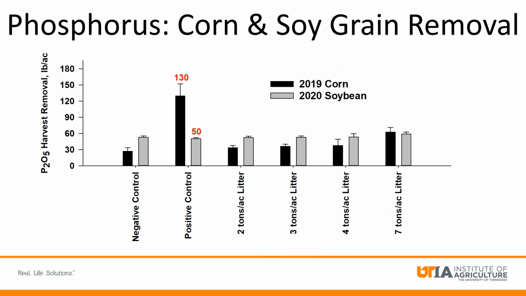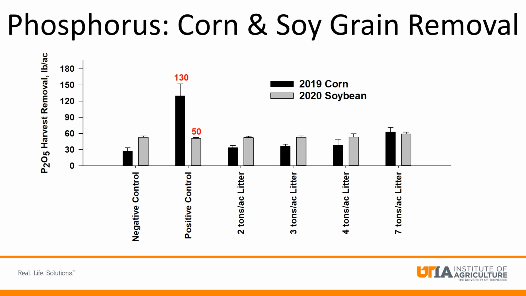Moving on from the soil test, this is a graph that examines the phosphorus removal, the crop removal in corn and soybean grain. On the axes, the y-axis, you can see we've got the amount of P2O5 that's removed in the harvest in pounds per acre. And for each treatment, we have the 2019 corn grain and the 2020 soybean grain crop removal rates for P2O5.